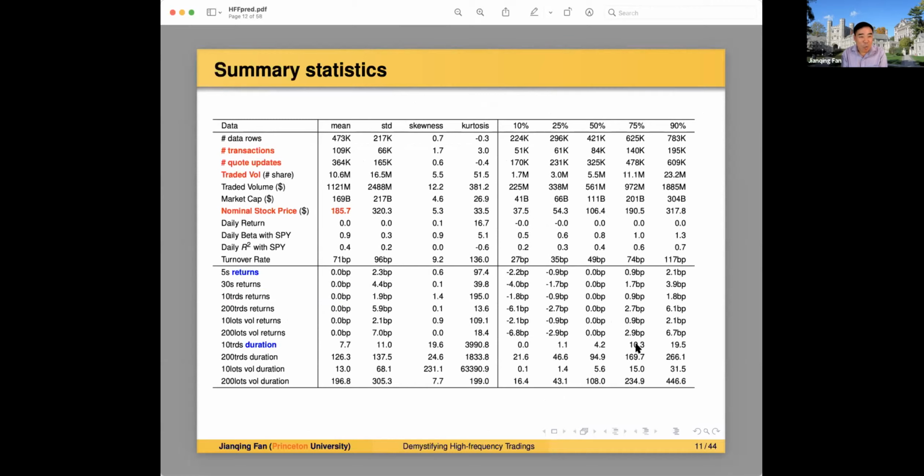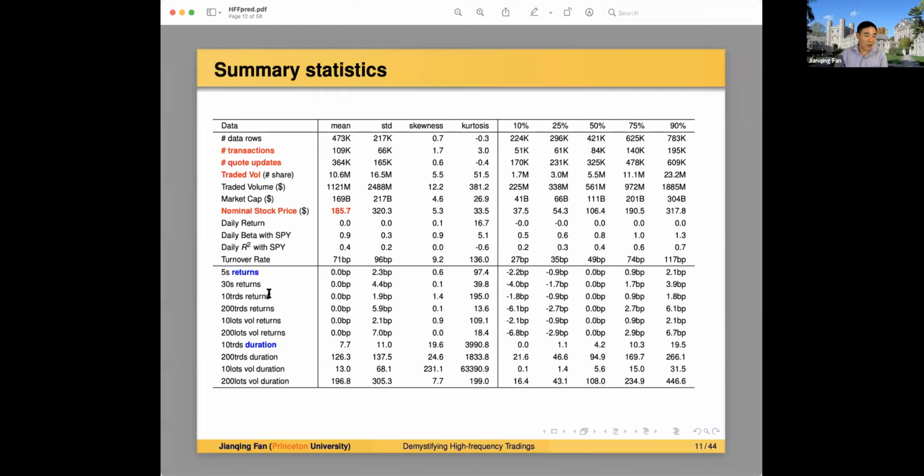They summarize what the typical volume is, so how much data per day, how many transactions, how many quote updates, what the trading volumes are, and what the nominal price is. The average S&P 100 price, I think in 2019, is about 185, just nominal price. It does have an impact because the spread is 1 cent.